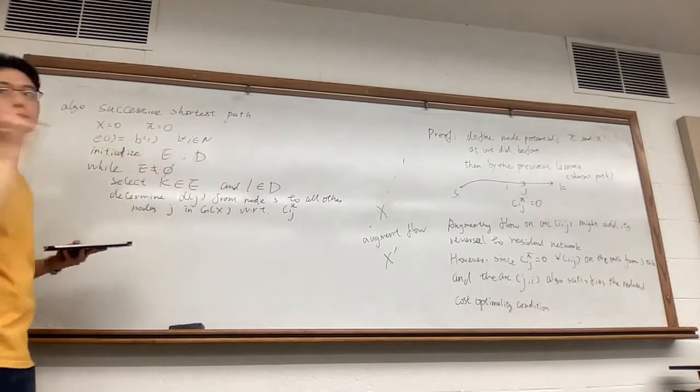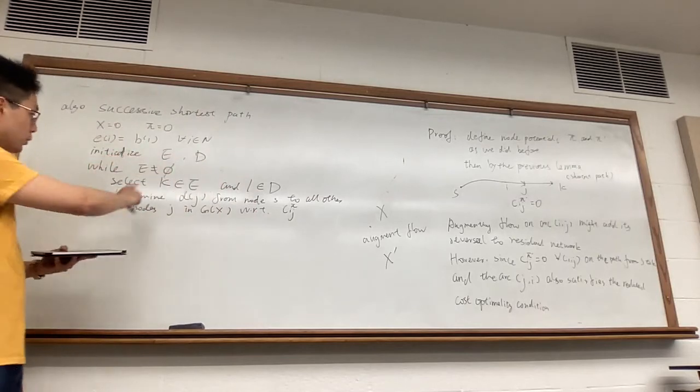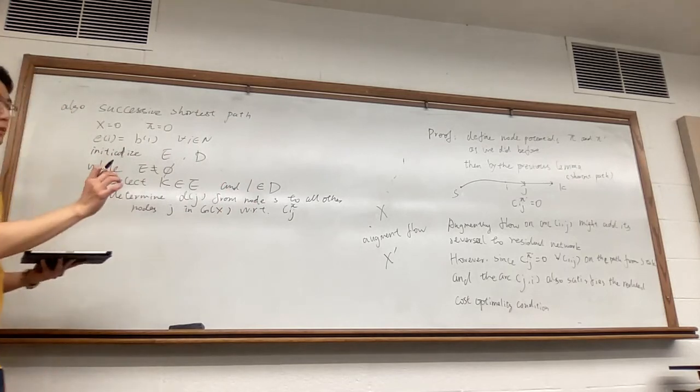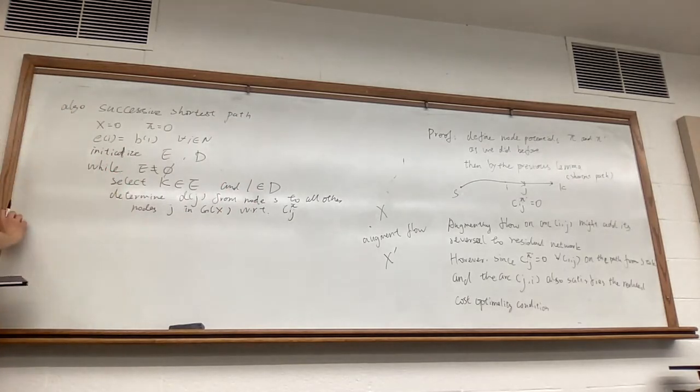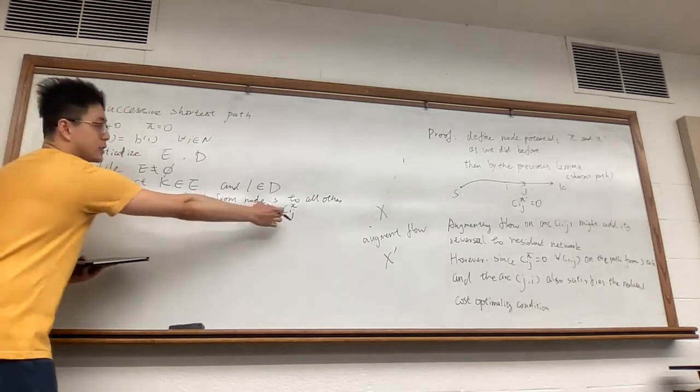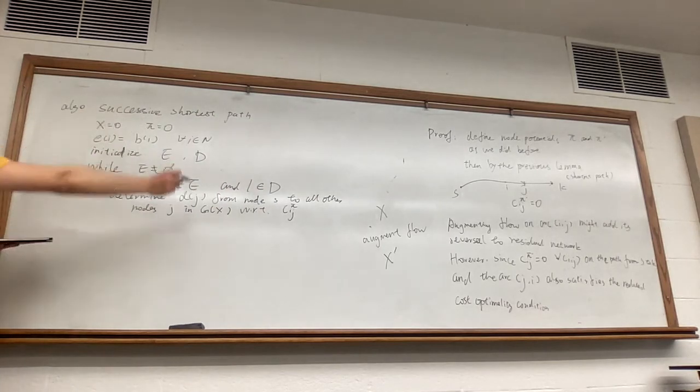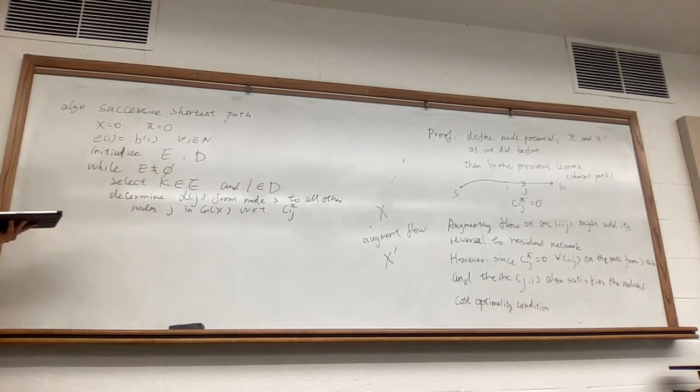You can just naively set it to be, say, node 1. This step tells us that you need to determine the shortest distance, dj, from say node 1 to all other nodes in this network with respect to Cij pi. And pi is given. Initially it is 0. So Cij pi initially is just Cij, the cost on each arc.